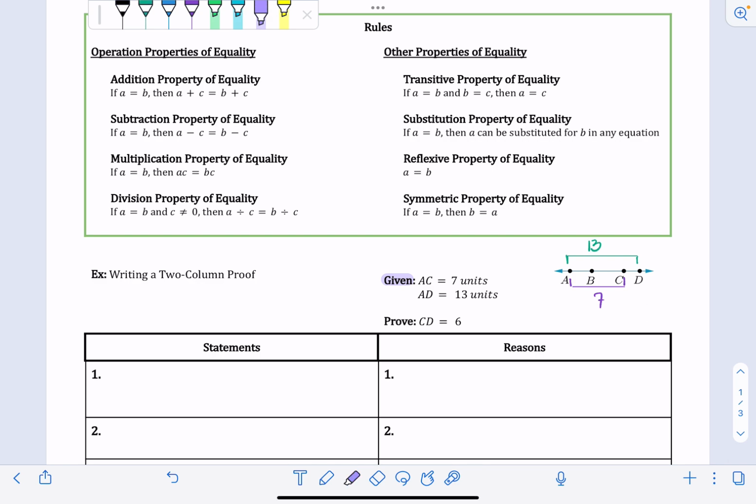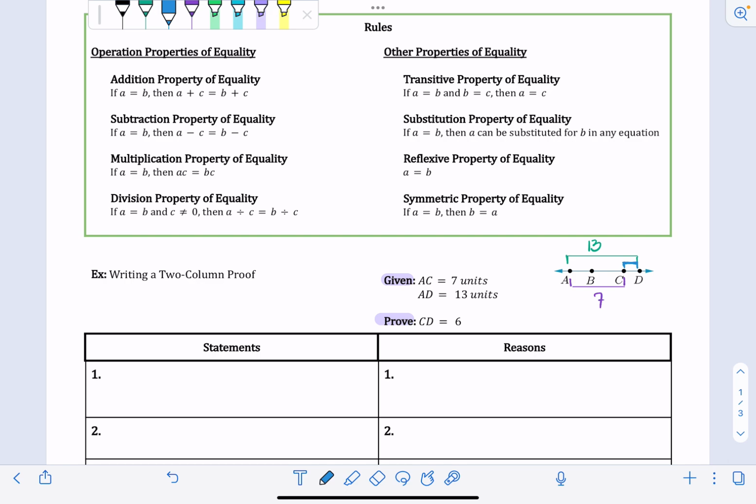And then we're asked to prove that CD is 6. So this little part right here is 6. And I know sometimes it feels like, okay, it's just common sense. I can just subtract and get 6. But that's the tricky thing about proofs, is we're trying to write things in a more academic way. So we really have to prove each individual step.